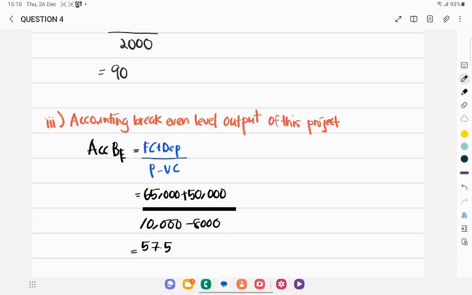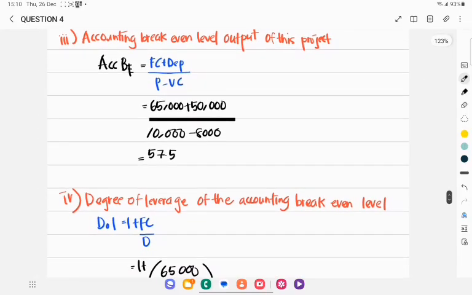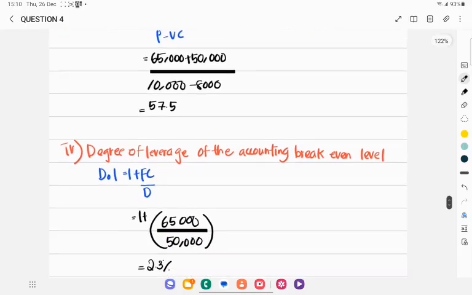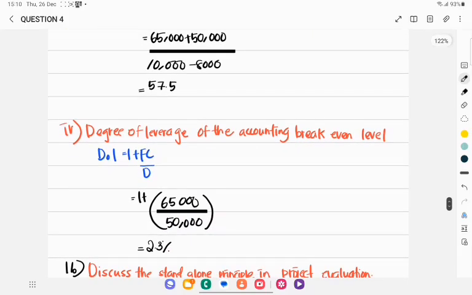So 65,000 plus 50,000, divided by 10,000 minus 8,000. So the answer is 57.5. Next, we move to calculate the degree of leverage of the accounting break-even level.